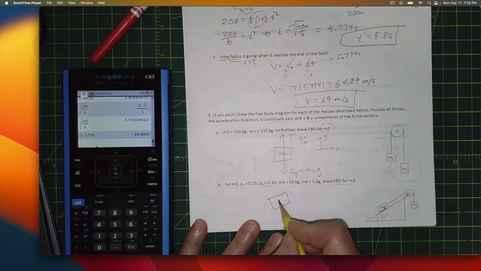Again, let's just do gravity first. F for gravity is mg.